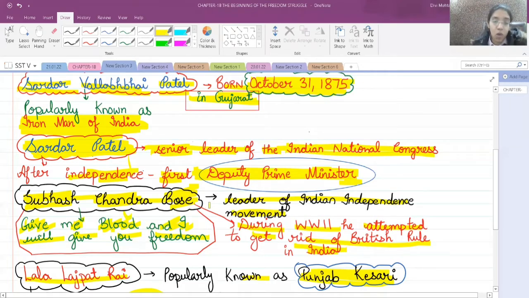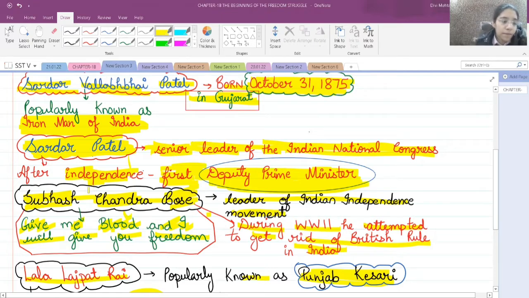Sardar Patel was a senior leader of the Indian National Congress. Underline: after independence, he was the first Deputy Prime Minister.